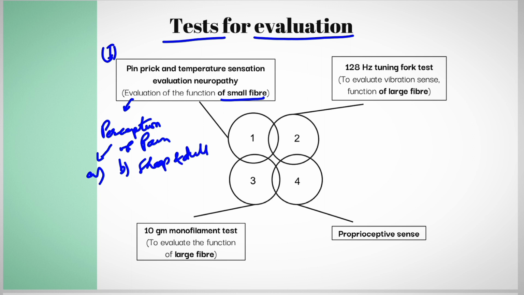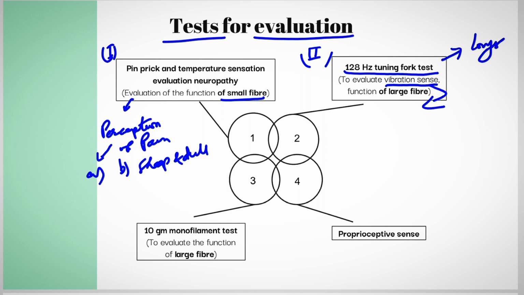Coming to the second test, that is the 128 Hz tuning fork test, and it is usually used to evaluate the vibration sense, which is a function of the large fiber. This 128 Hz tuning fork test is used to assess peripheral neuropathy by comparing how long the patient detects the vibration in comparison with the examiner. If the examiner feels vibrations longer than the patient, it means that the vibration perception of the patient is decreased.